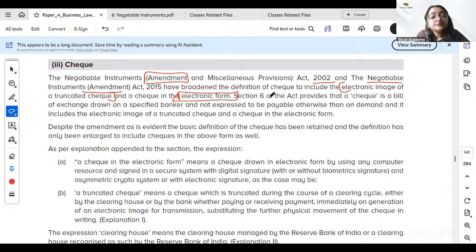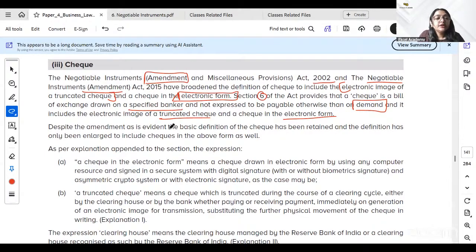So what is your check? As per section 6 of the act, your check is a bill of exchange. Please understand that the check is a type of bill of exchange itself, which is drawn upon a specified banker, and not expressed to be payable otherwise than on demand. So what are the two primary conditions of the check? It has to be drawn upon a banker and it has to be payable on demand only. And it includes truncated check and a check in your electronic form.